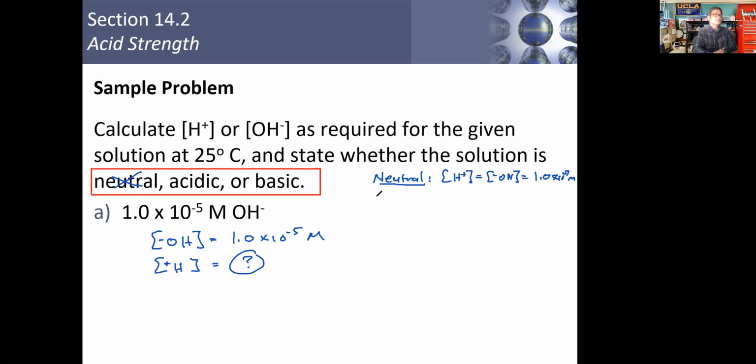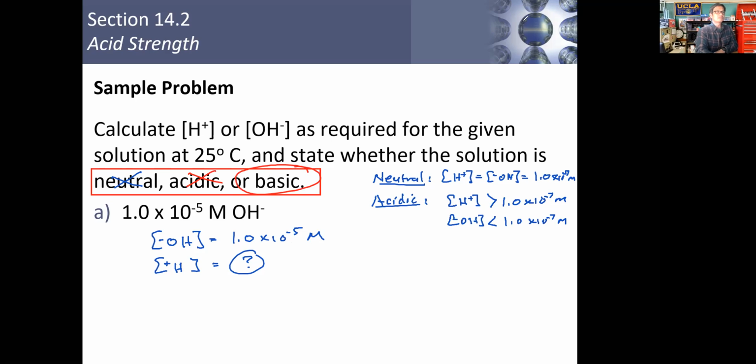For an acidic solution, we said, remember, that the hydrogen ion concentration has to be greater than 1 times 10 to the minus 7 molar, and the hydroxide ion concentration has to be less than 1 times 10 to the minus 7 molar. Here we have a hydroxide ion concentration that is greater than 10 to the minus 7. 10 to the minus 5 is bigger than 10 to the minus 7. So this cannot be an acidic solution either. So it has to be a basic solution.